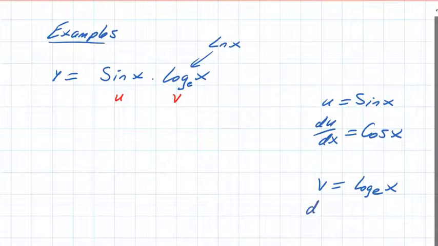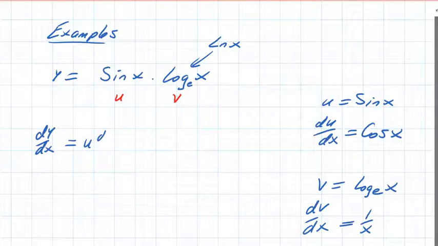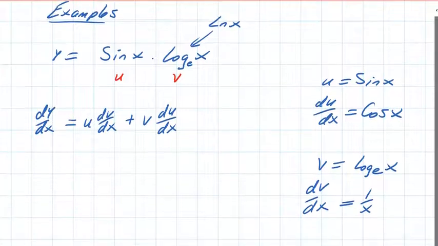And now differentiate that. So according to the tables again, that's just 1 over x. And now put it all together with the formula. dy/dx is equal to u dv/dx plus v du/dx. And just fill in the formula then.